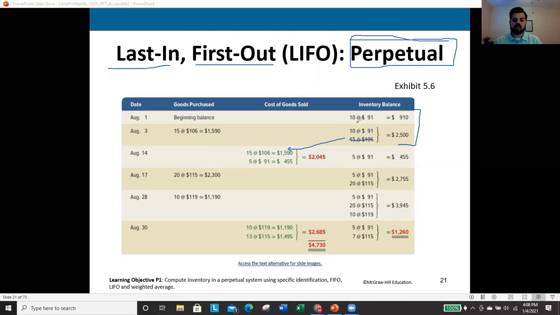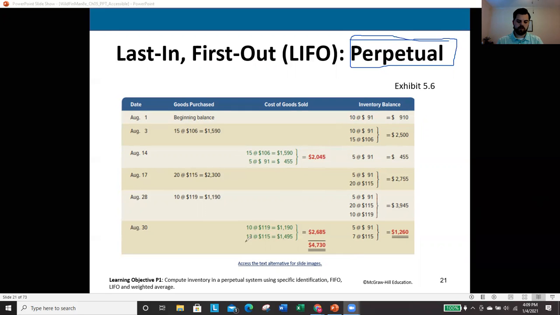Next, if we're trying to sell a total of 20 units, then I need to sell 5 of these at 91, which leaves 5 in ending inventory. So 5 in ending inventory pull down, and 5, of course, go down as cost of goods sold. So in this case, our cost of goods sold is $2,045. $2,045 plus $455, of course, totals back to $2,500. Okay. Now, on the next row, we see that we purchased 20 at 115, those simply pull in, and 10 at 119, those simply pull in.